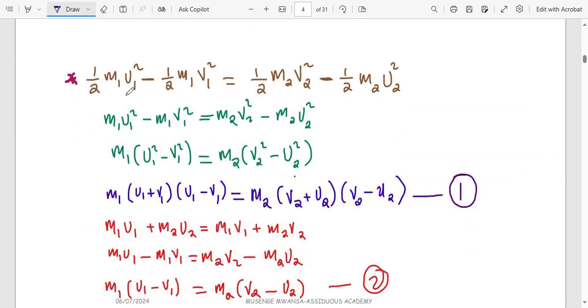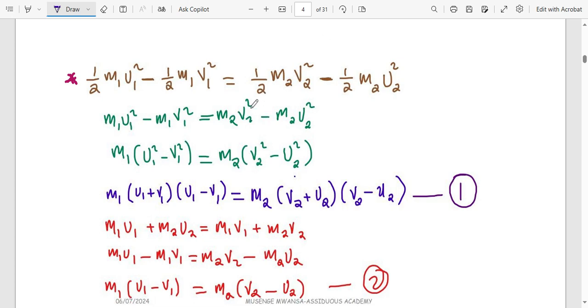And so that is what you end up seeing here. Can you see? We now have half m1 u1 squared. Now it has become minus half m1 v1 squared. You can see it has become minus because we took it from the other side. And then we have half m2 v2 squared. Because we got this one from the other side of the equation, it has become negative half m2 u2 squared. Does that make sense? Is this okay?